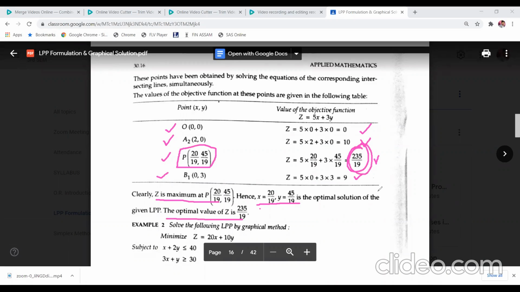Is that clear to all of you? And if you get disconnected, please connect once more, okay? Because after 2 minutes you will get disconnected.